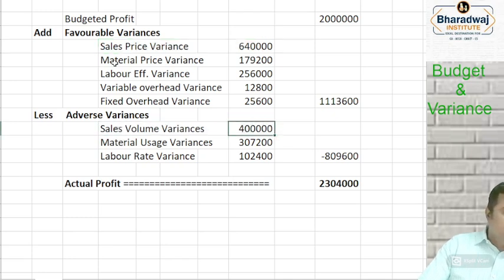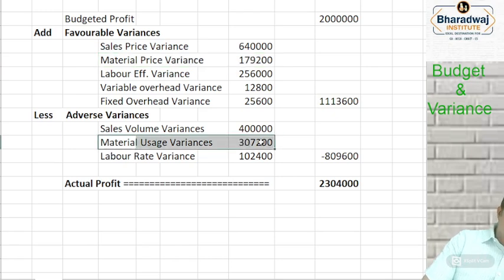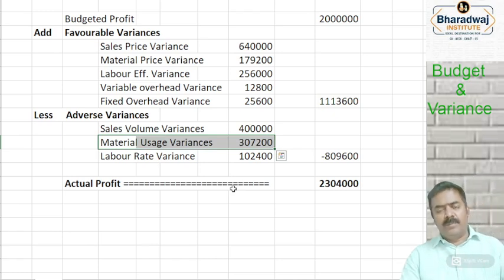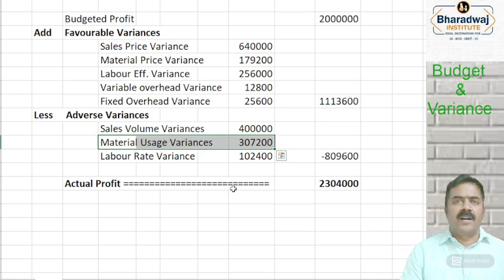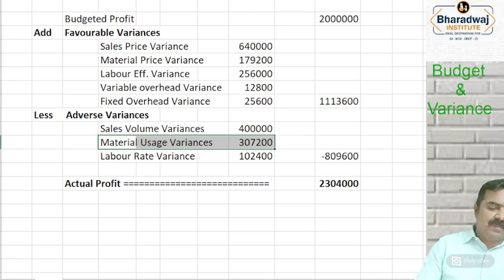The material management team will say price variance is positive, that is good, but why did you use more quantity? The production department should explain that. Why did they consume more quantity than the allowed quantity? Because the company loses 3,07,200. It may be wastage, or improper handling of material, or it may be wrong budgeting also. You prepare a wrong budget, what to do?